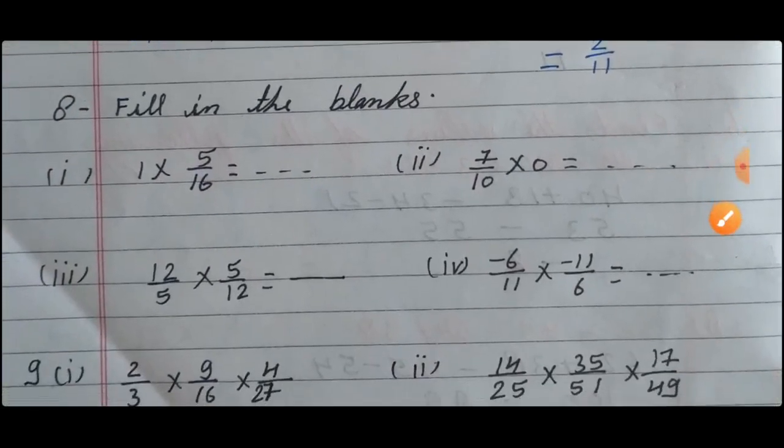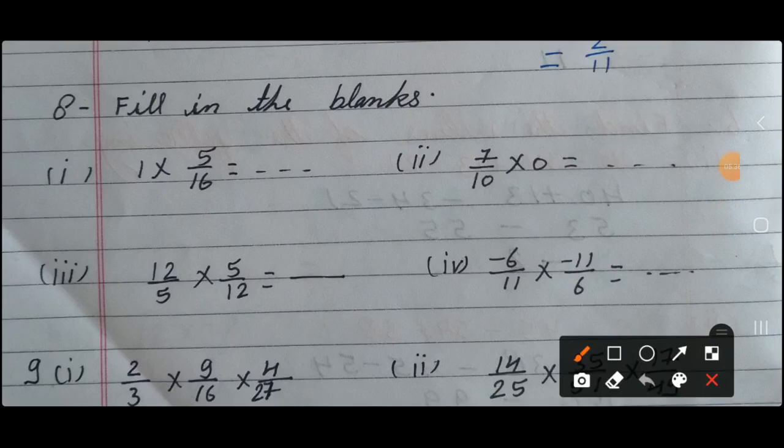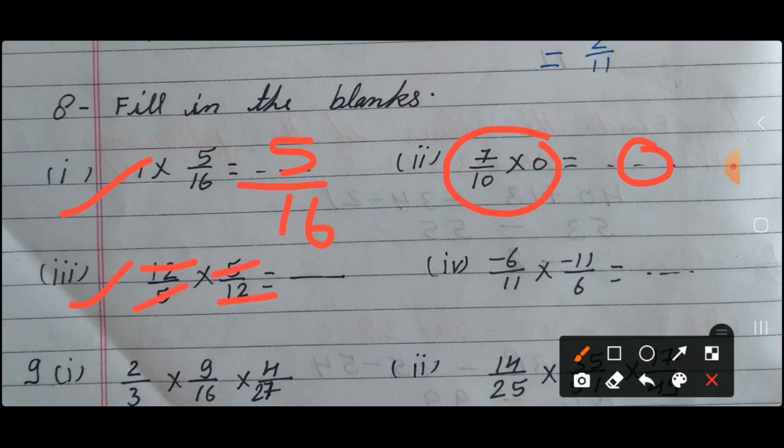Now come to question number 8. Fill in the blanks. In the first part, 1 multiplied by 5 upon 16. We will get 5 upon 16. In the second, 7 upon 10 multiplied by 0. If we multiply a number by 0, we get 0. The answer is 0. Third part, 12 upon 5 multiplied by 5 upon 12. We can cancel 12 by 12 and 5 by 5, 1 upon 1. The answer will be 1. These are the reciprocals of each other.